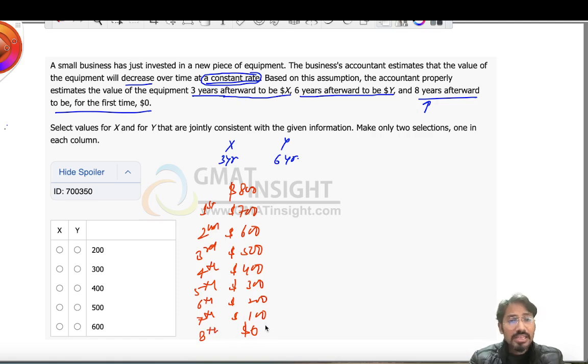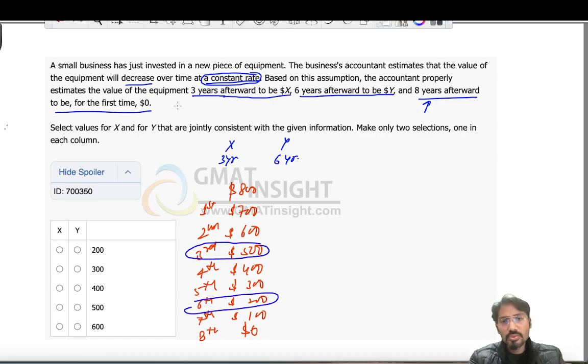Now this is exactly consistent with the given information, and having noted this, what we can see is that X, which is the amount 3 years afterward, would be 500, and Y, which is the amount after 6 years, is 200. Make only two selections, one in each column. X and Y are the values which are jointly consistent. So I can simply choose X to be 500 and Y to be 200, and that gives us the answer to the question as D and A. I hope you enjoyed the explanation.